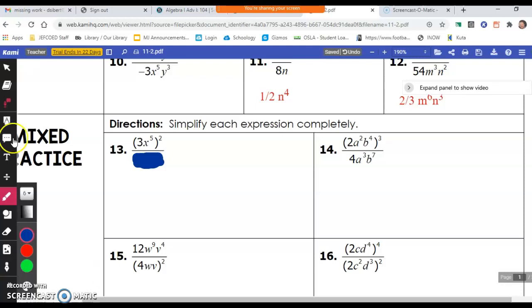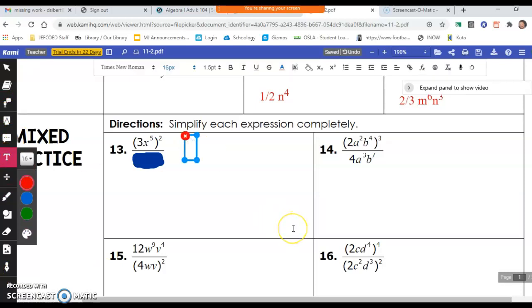All right, so here, thinking back to what we looked at last week, 3x to the 5th, all of that squared. Everything inside the parentheses is squared, so you've got 3 squared. What is 3 squared? 9. Thank you. Good. And that's going to be 9x to the 10th, because remember, with your power rule, you multiply your exponents.